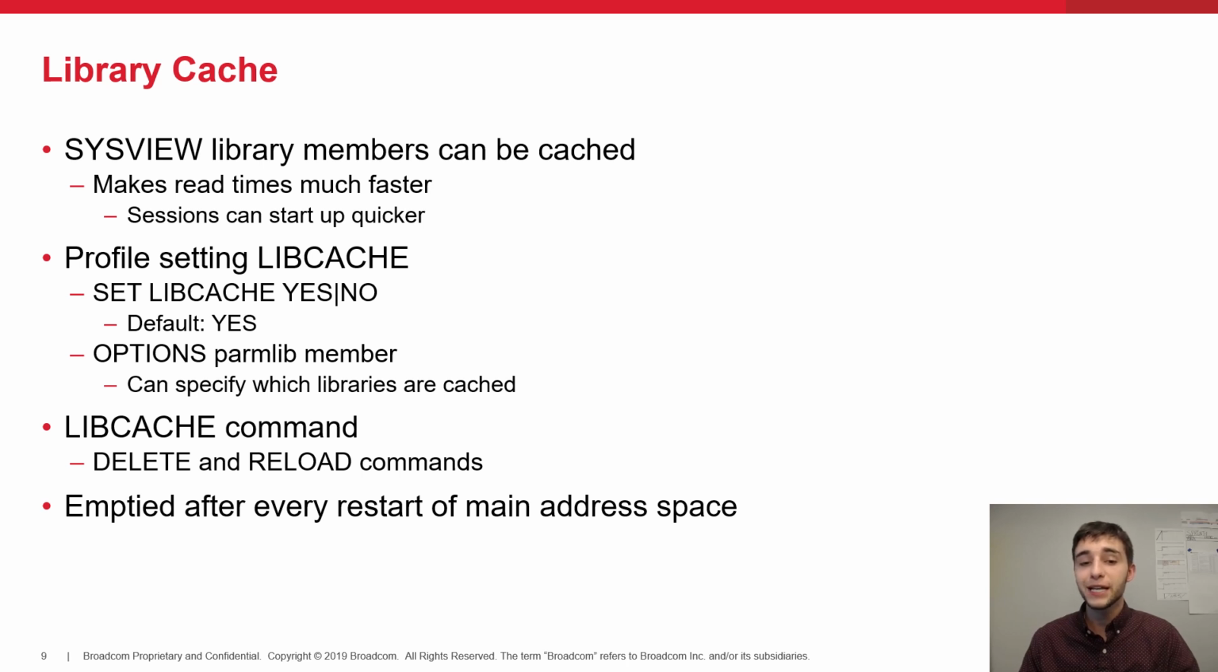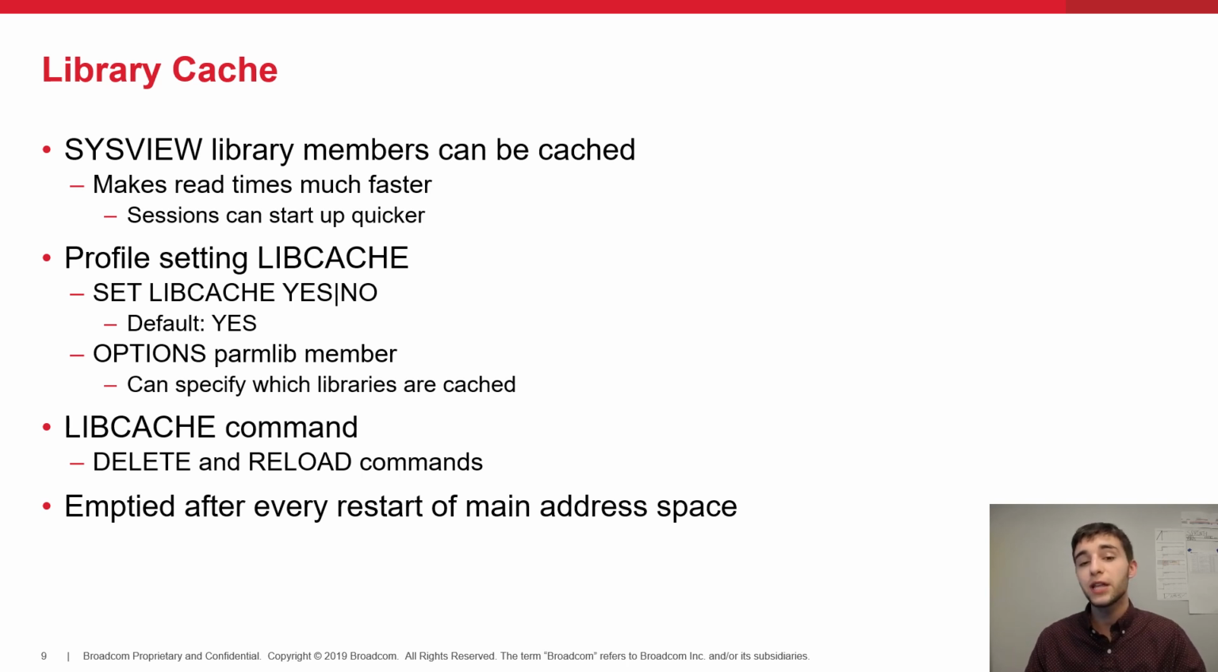Not every library is eligible to be cached, and in the Options ParmLib member, you can specify which of the eligible libraries are to be cached. From the lib cache command within SYSVIEW, one can view and interact with the contents of the library cache. By using line commands, a user can delete or reload members of the cache. This cache is emptied after every restart of the main address space.